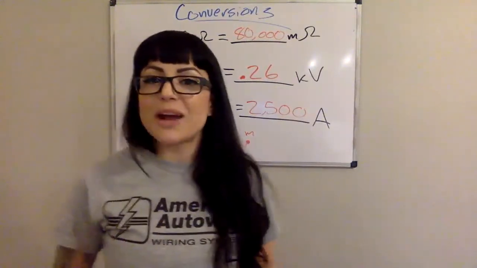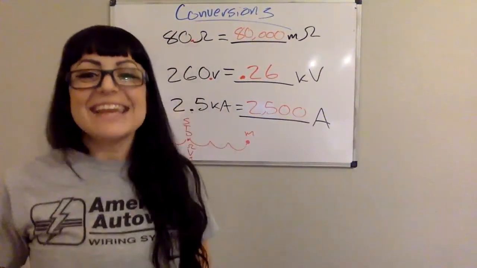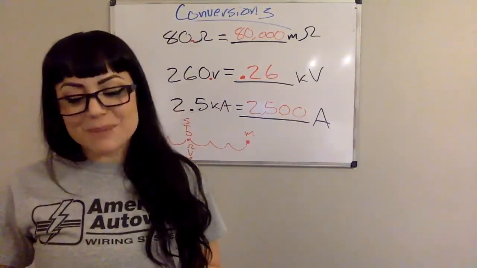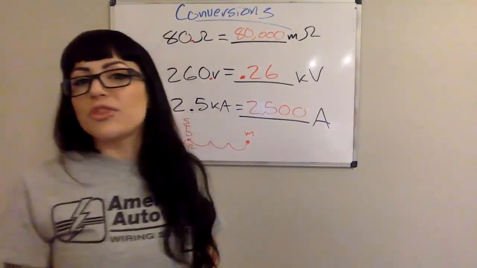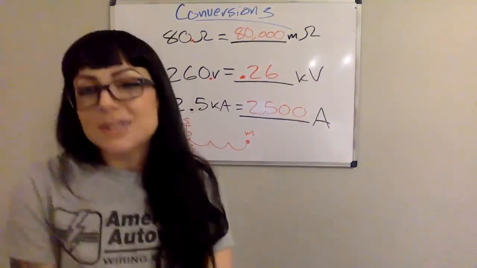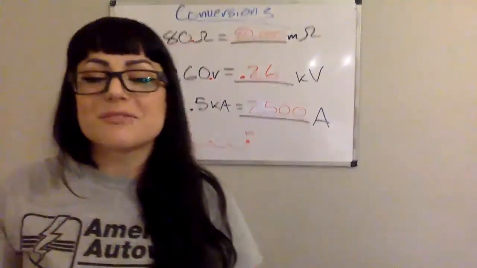So this is where conversions really come in handy, especially when you get into hybrid vehicles, but we'll talk more about that when you get to Auto 95. So this is how you do conversions. That's how you use a multimeter and different types of circuit faults.